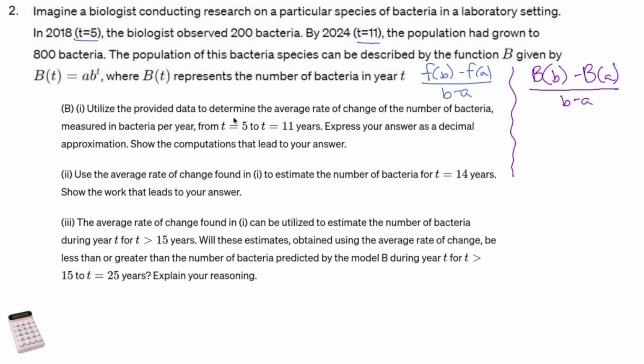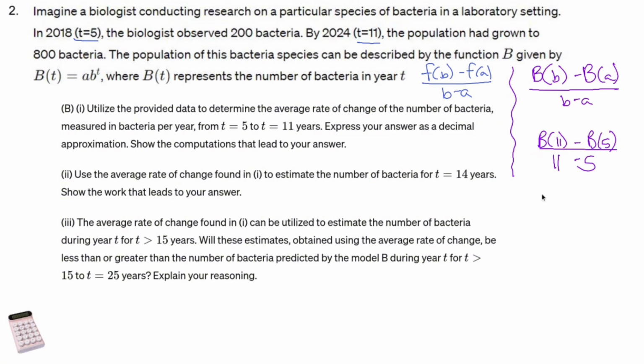Okay, now I know what these are. These are going to be my b and my a, so they're going to be 11 and 5, but let's do 11 minus 5 in that order. I don't know why I would put it the other way. So B of 11, I'll deal with in a second, minus B of 5.